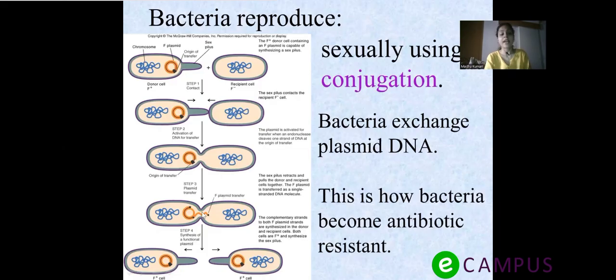So this is the F plasmid transfer. The complementary strand to both F plasmid strands is synthesized in the donor and recipient cells, and both cells become F plus. So both cells become F plus cells, and both have the capability to synthesize the sex pilus, right? So this sex pilus helps in the conjugation process, right?